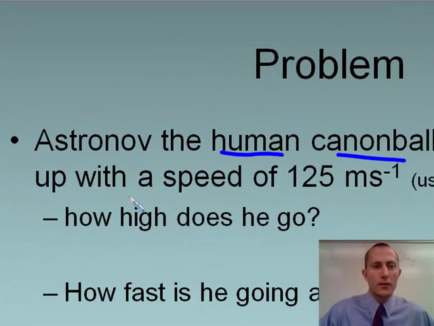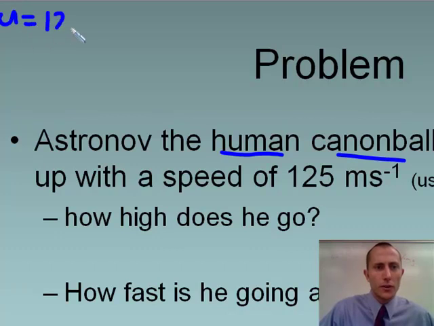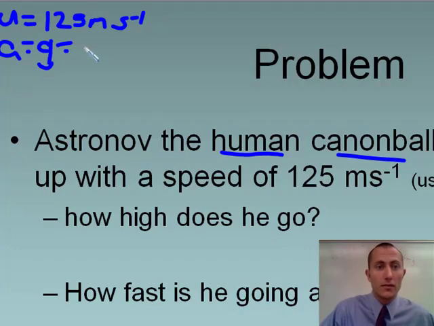So, of course, the first thing that we need to do is figure out what do we know. We know our initial velocity, u, is 125 meters per second. And we know our acceleration. Our acceleration here is g, which is our 9.8 meters per second squared.